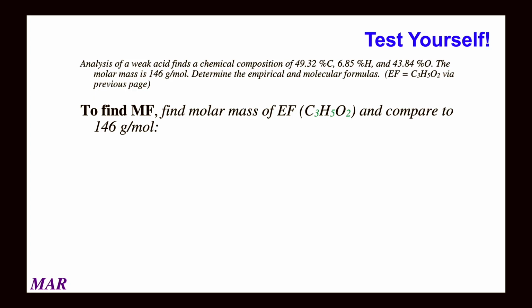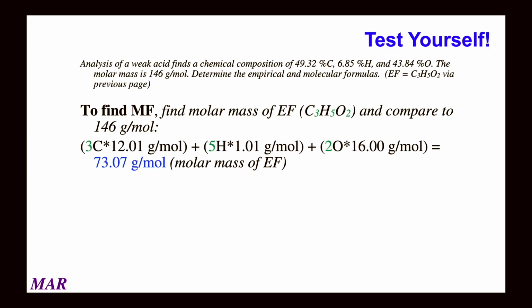So C3H5O2 is what we figured out on the last slide. Let's find the molar mass. So 3 carbons, 5 hydrogens, 2 oxygens, and there's the individual molar masses. This number comes out to be about 73 grams per mole. That's the molar mass of your empirical formula. And we can compare that to the molar mass of the whole thing, 146.